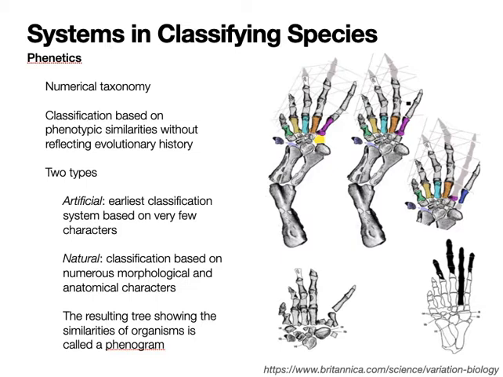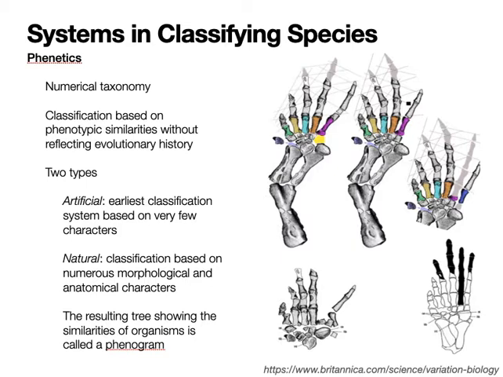So there are currently two systems because phylogenetics is further divided into two. The earliest of which is numerical taxonomy, also called phenetics, and the classification is based on phenotypic similarities without reflecting evolutionary history. So it's simply taking into account how many characteristics are similar, how many characteristics are not.